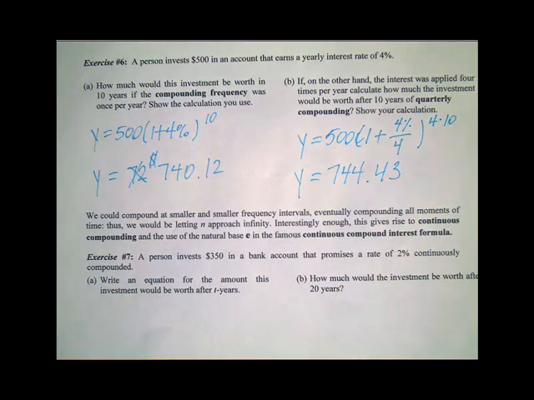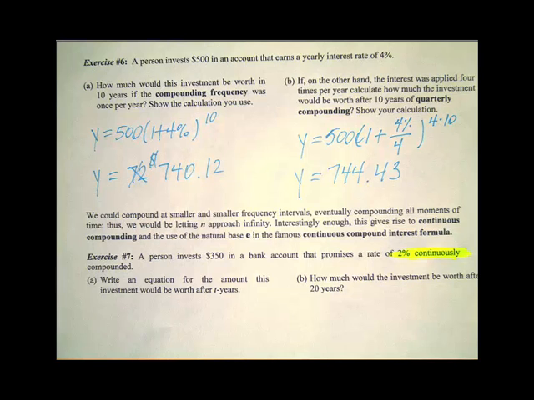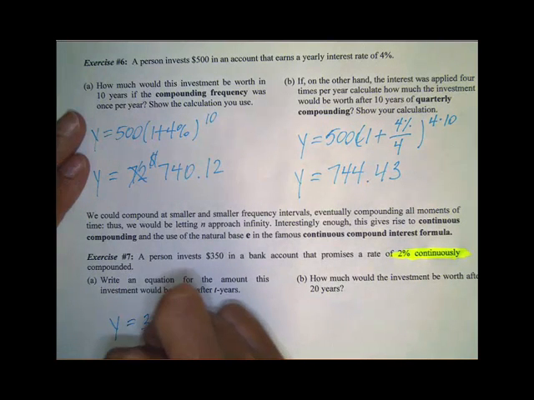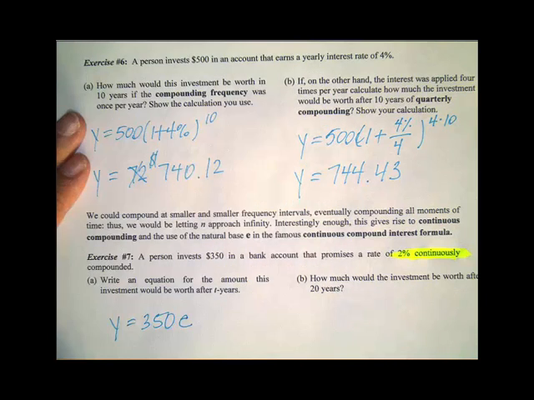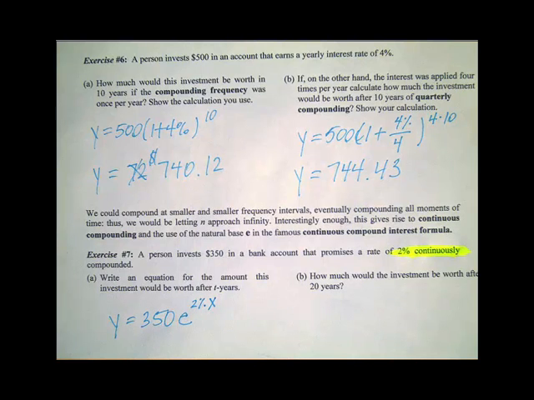All right, our last one for this part is compounding interest. So a person invests $350 in a bank account that promises a rate of 2% continuously. That's a huge, big, important word. Write an equation for the amount this investment will be worth after 2 years. So y equals 350. Our base is e because it's continuous, and it's 2%, and our time is x. Okay? Or t, either one.